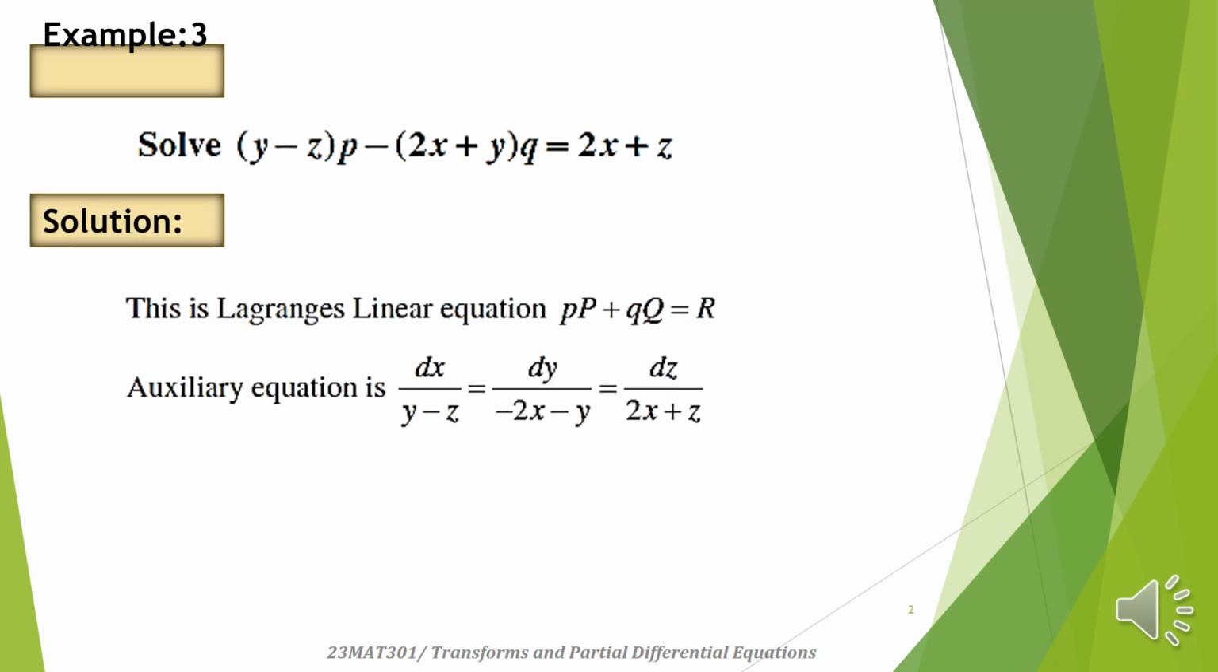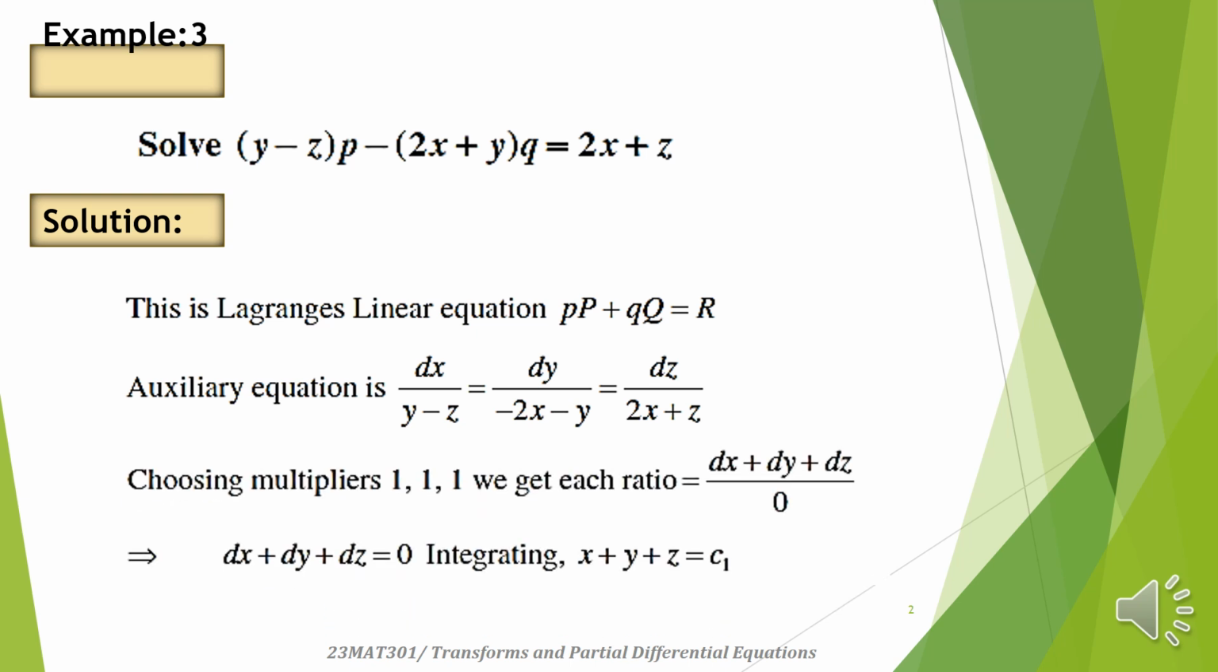To solve this equation, as usual, it is in the form of a Lagrange equation, Pp plus Qq is equal to R. So first you have to find the subsidiary equation. Now first you have to choose the multipliers.